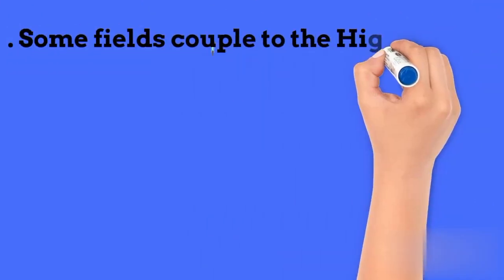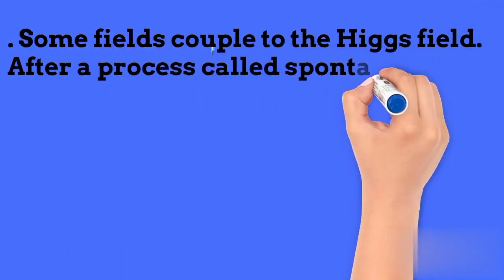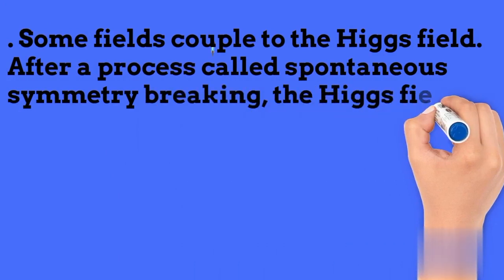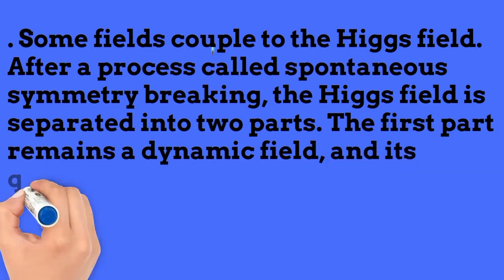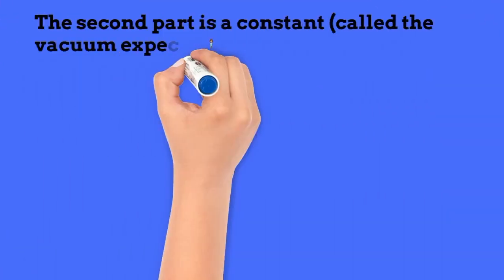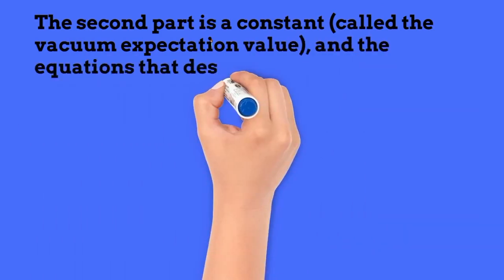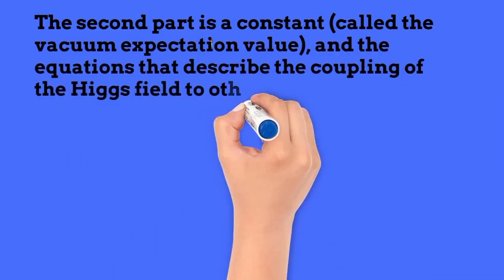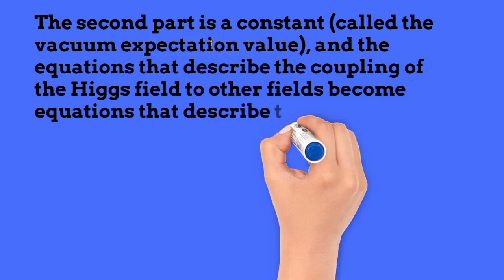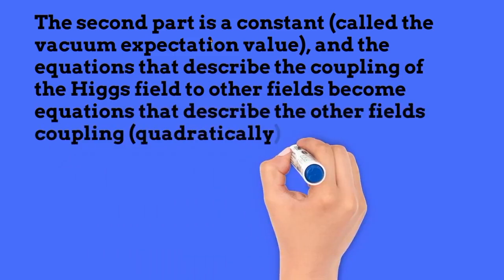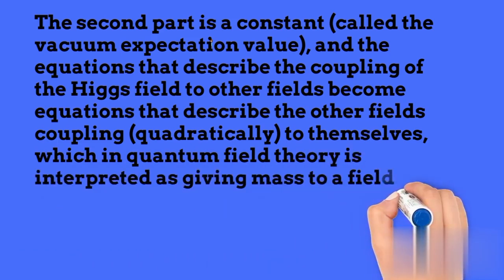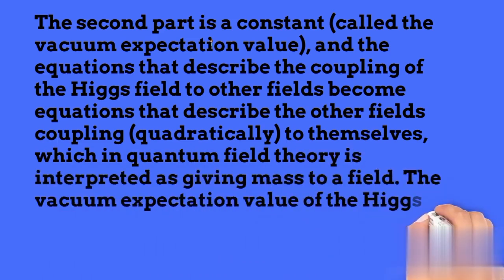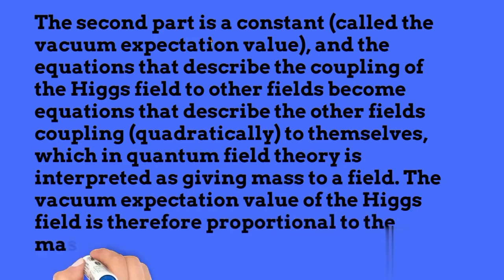Some fields couple to the Higgs field. After a process called spontaneous symmetry breaking, the Higgs field is separated into two parts. The first part remains a dynamic field, and its quanta are the Higgs bosons. The second part is a constant, called the vacuum expectation value, and the equations that describe the coupling of the Higgs field to other fields become equations that describe the other fields coupling, quadratically, to themselves, which in quantum field theory is interpreted as giving mass to a field. The vacuum expectation value of the Higgs field is therefore proportional to the mass of each field.